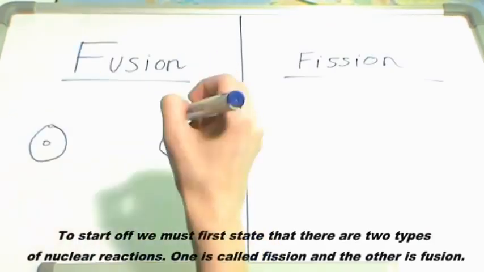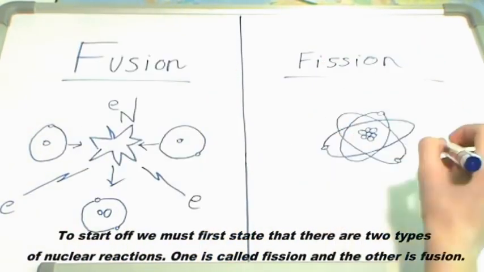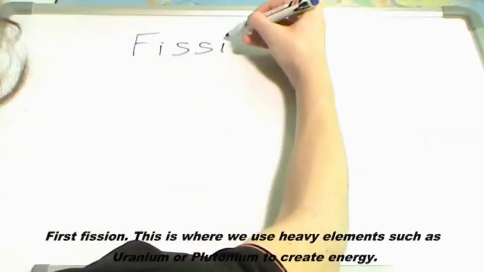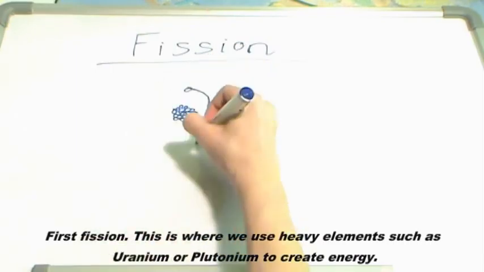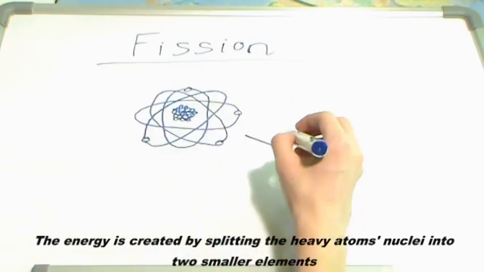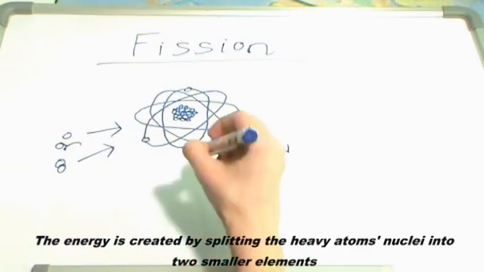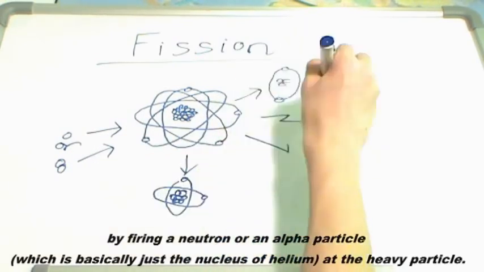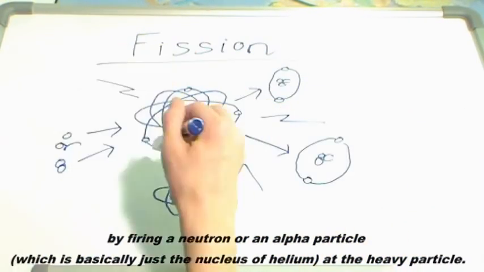To start off, we must first state that there are two types of nuclear reactions. One is called fission and the other is called fusion. First, fission. This is where we use heavy elements such as uranium or plutonium to create energy. The energy is created by splitting the heavy atom's nuclei into two smaller elements by firing a neutron or alpha particle, which is basically just the nucleus of helium, at the heavy particle.